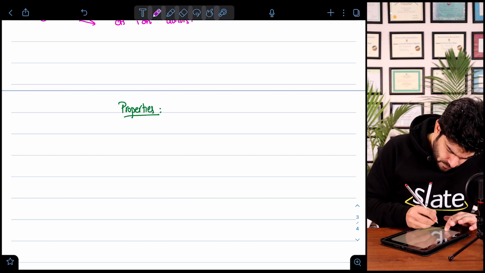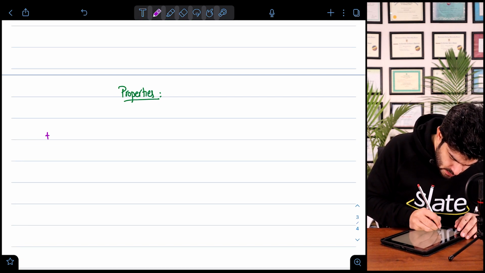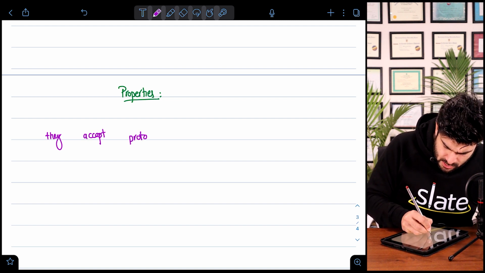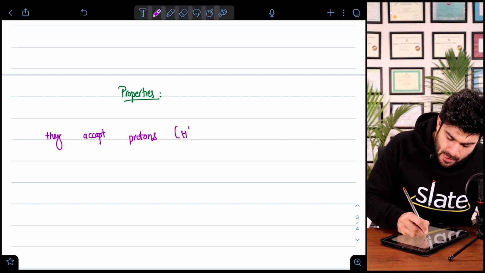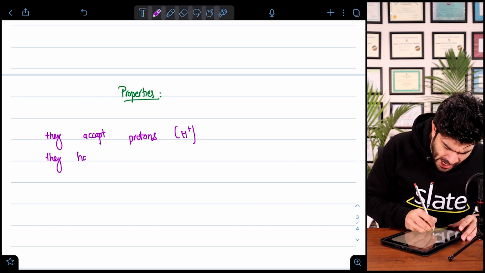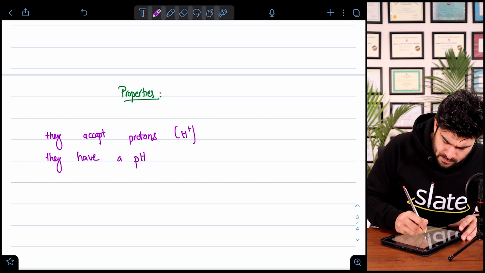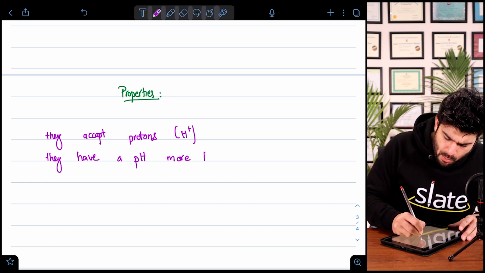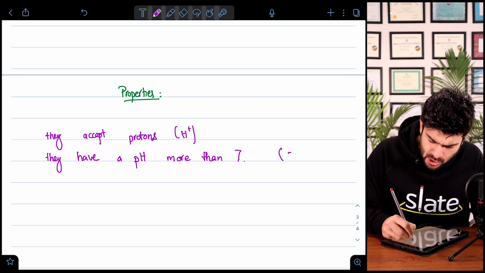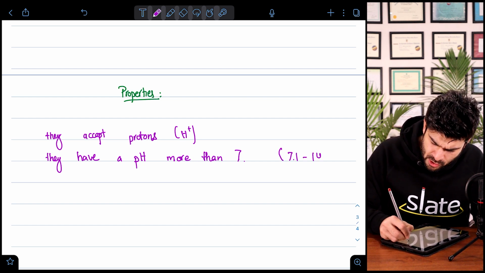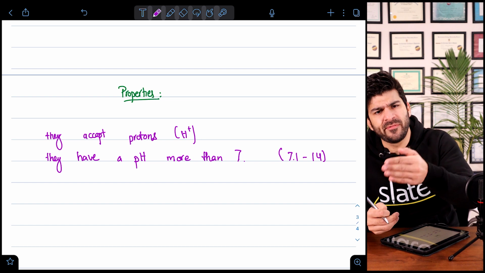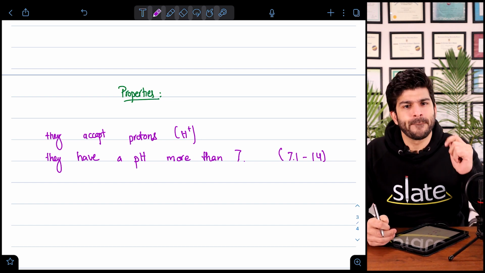First, they accept protons. We just discussed that. Protons are hydrogen ions. Remember that. They have a pH more than 7. And the pH range is from 7 to 14. So a base will have a pH range of 7.1 to 14. And 14 will be a stronger base, which we will be discussing in the next topic of pH.